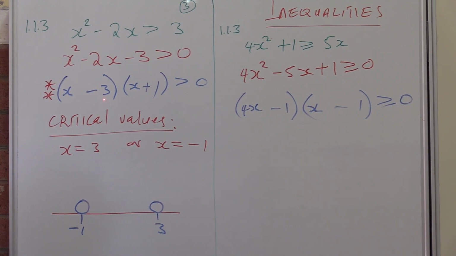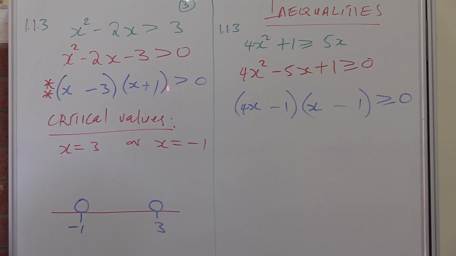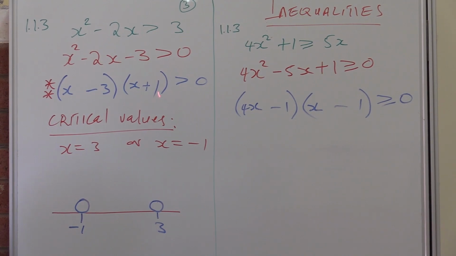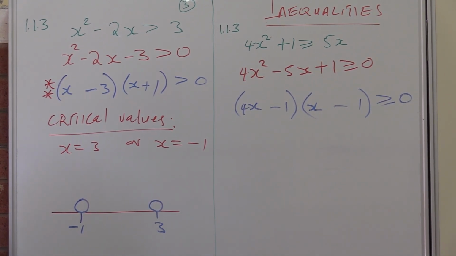0 times anything, what do we get? We get 0. Is 0 greater than 0? No. So the value that we put in here, which was minus 1, is not part of the solution because 0 times anything gave us 0, but there is no equal here. We're not looking for something that is equal to 0, but for something that is bigger than 0. So 0 is not bigger than 0, so it's not part of the solution.